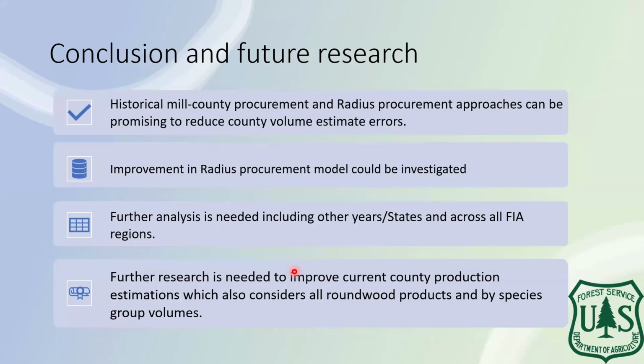For the conclusion and future research: the historical mill county procurement and radius procurement approaches can be promising to reduce county volume estimate error. The improvement in the radius procurement model could be further investigated, because this is just a baseline, and further analysis is needed, including other years, states, or across all FIA regions or raw wood products, and by species group volume.